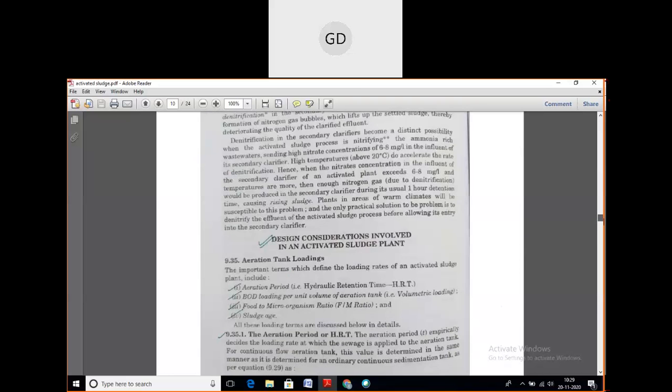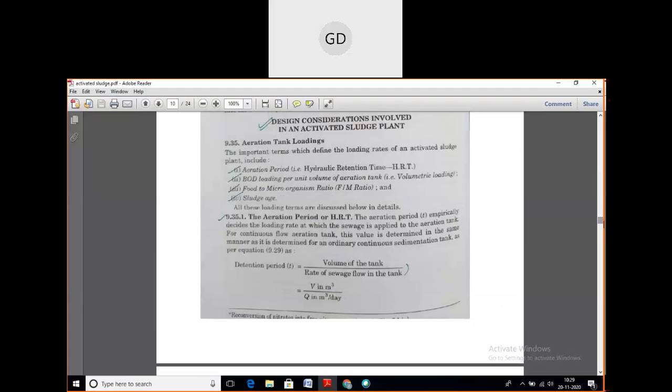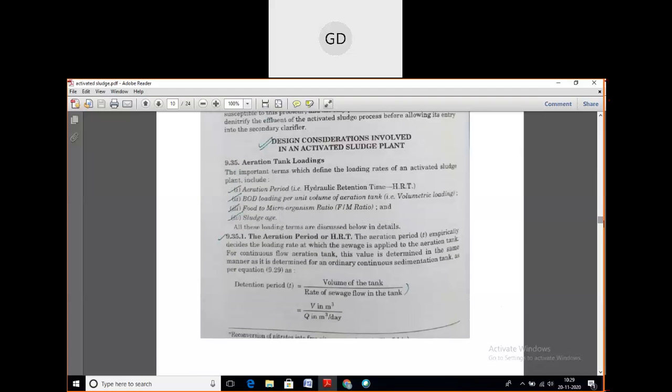There are certain design considerations involved in an activated sludge plant. Those are what? Number one is your aeration period.